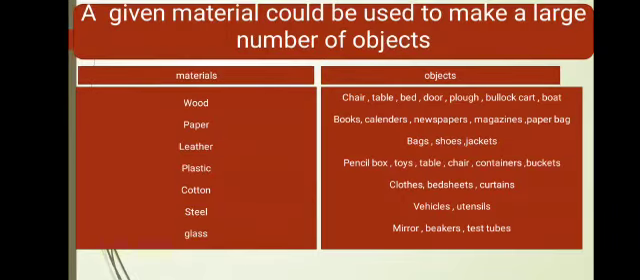So, a given material could be used to make a large number of objects. A single material can help to make many more objects. Like if we have wood as a material, then we make chair, table, bed, door, boat, etc. and many more objects. If we have paper, then we make books, calendar, newspaper, magazine, paperback, etc. So, from a given material, we can make many more objects.